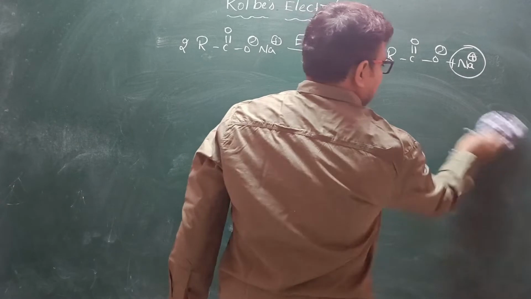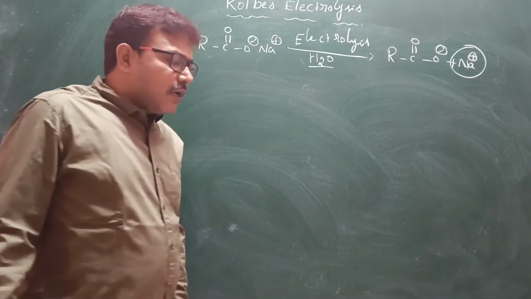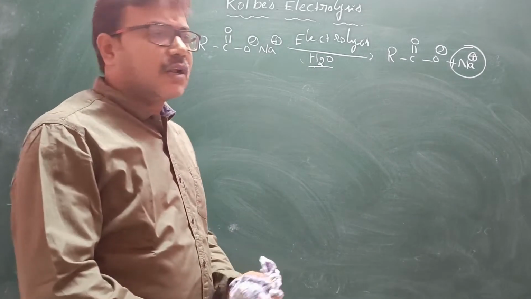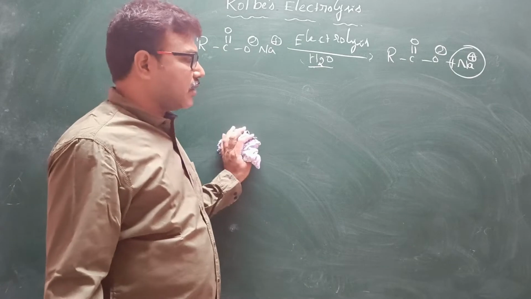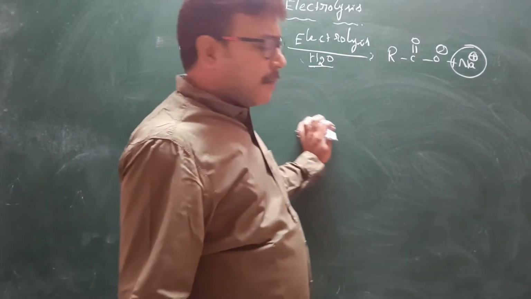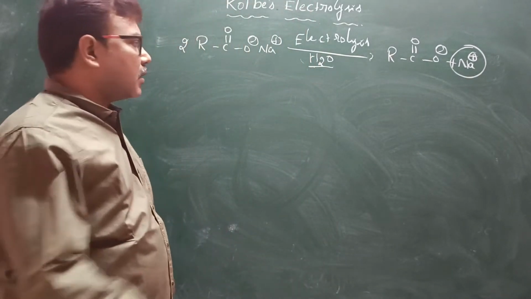In this reaction, disproportionation also takes place. What is disproportionation? In a disproportionation reaction, one compound undergoes oxidation and another undergoes reduction. That is called disproportionation. But in Kolbe's electrolysis, the major product is always alkane. Alkane is the major product.